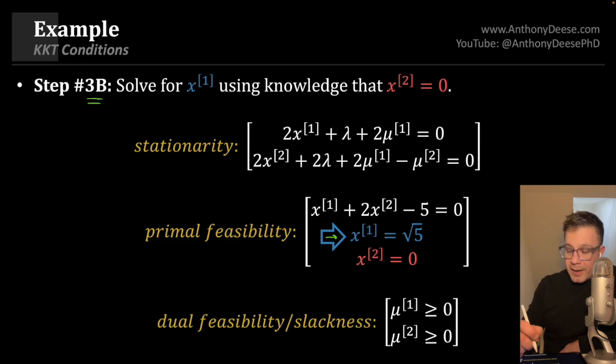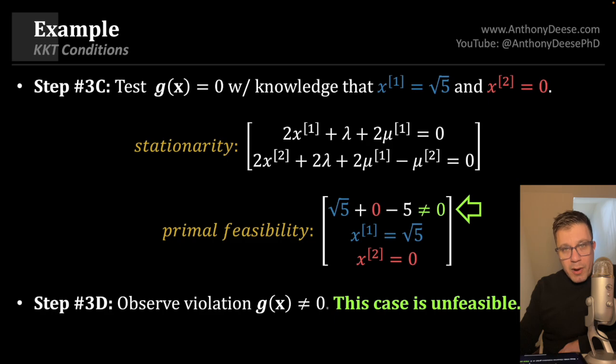Now, what could we do next? I see another opportunity up here, which is associated with our equality constraint, g of x. We know x1 and we know x2, and so we can check whether that equality constraint is satisfied. Because if it's not, then we have a problem. Okay, there's no need to continue any further. And so you can see here there is a problem, right? We end up with x1 plus x2 minus 5 equals 0, or should equal 0, but that gives us the square root of 5 plus 0 minus 5, and that is obviously not equal to 0. And so this case is infeasible, so we can go ahead and mark it off as no longer being an option.